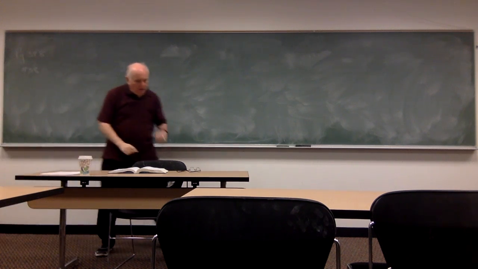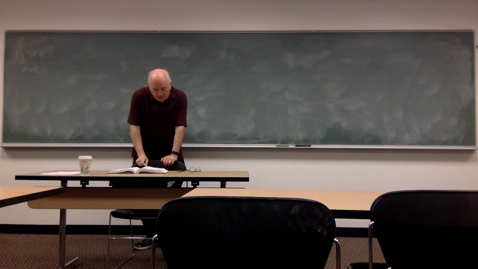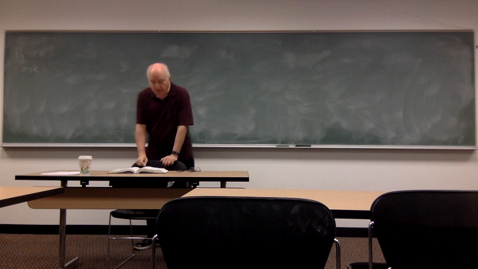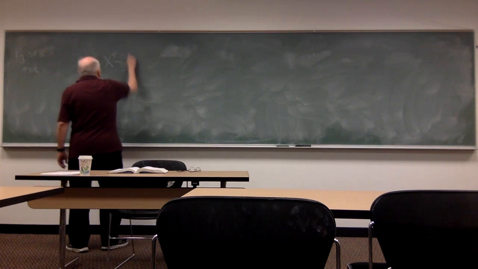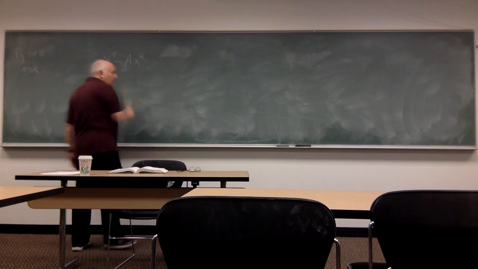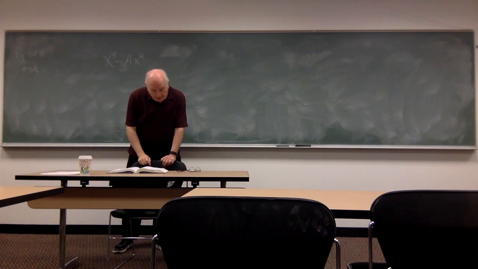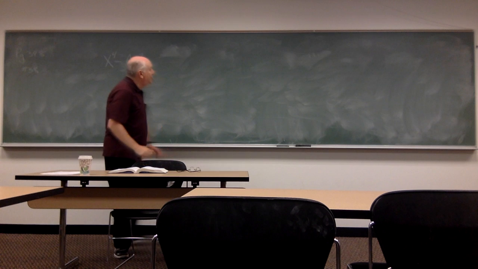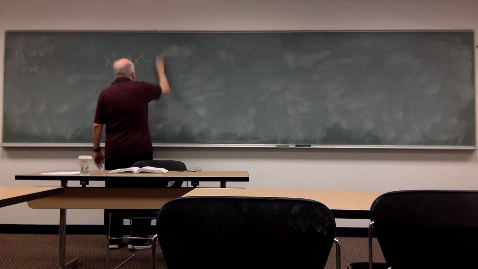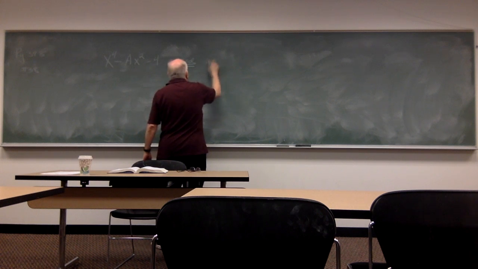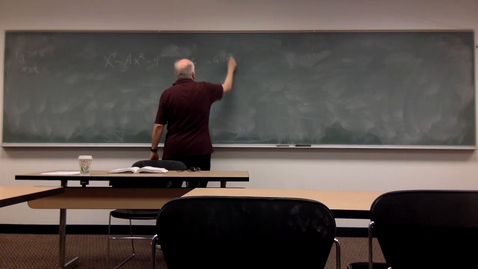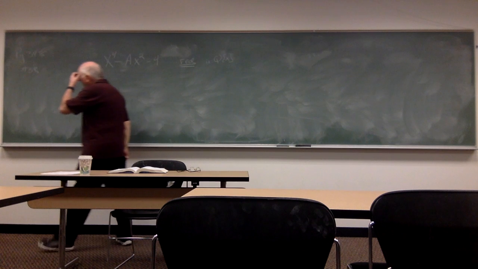Okay, so we want to find all integers a such that x to the fourth minus ax squared minus 4 is reducible in Q of x. So we want x to the fourth minus ax squared minus 4 reducible in Q of x.